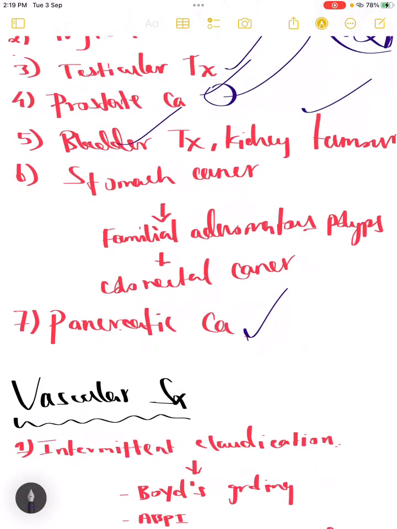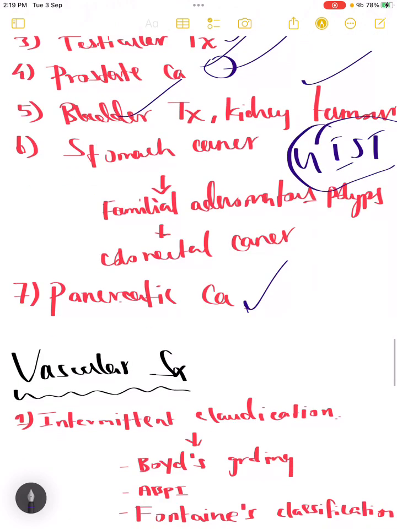Then stomach cancer, particularly GIST, gastrointestinal stromal tumor. So GIST is also something important, an extra point here. This will be studied in pathology.